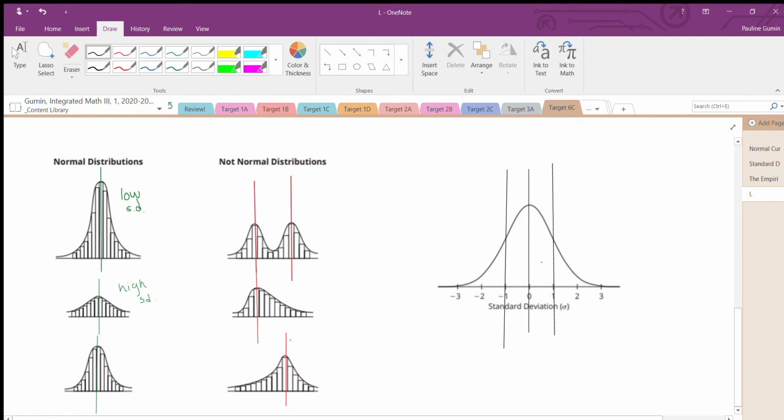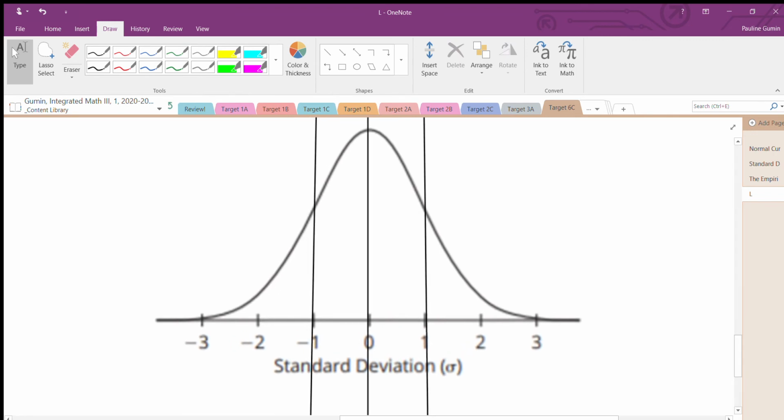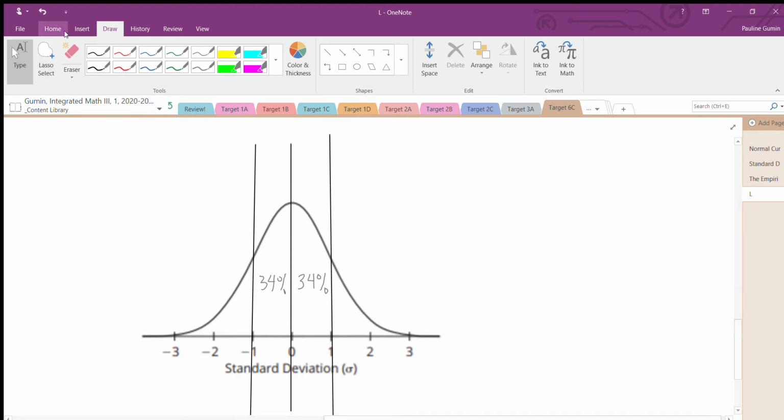Now, each of these sections contains a certain amount of data. And let's write that down. If we are 1 standard deviation above average, that's 34% of the data. That should fall there. And another 34% falls 1 standard deviation below the average. Let's continue. 2 standard deviations away.